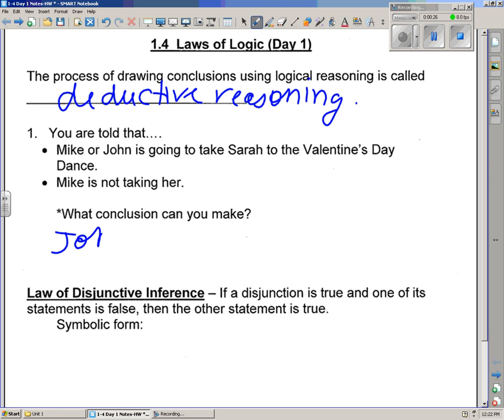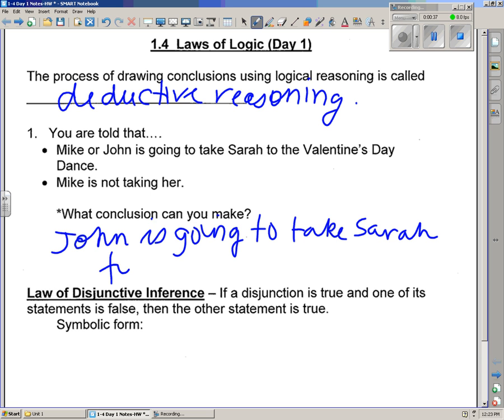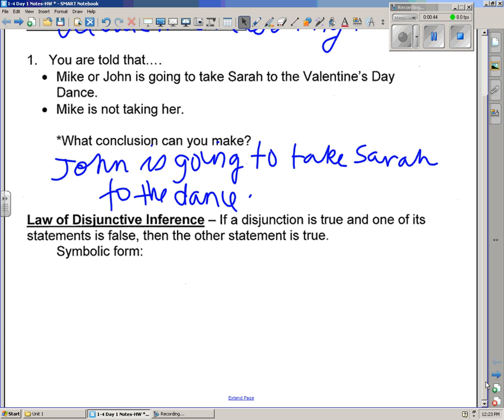If Mike is not going to take her, then John is going to take Sarah to the dance. So what you've just used here is something called the law of disjunctive inference. And that law basically says if you're given a disjunction and it's true, and one of the statements of the disjunction is false, then the other statement has to be true.